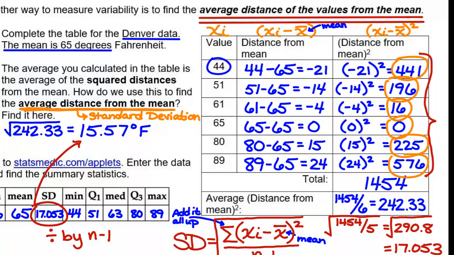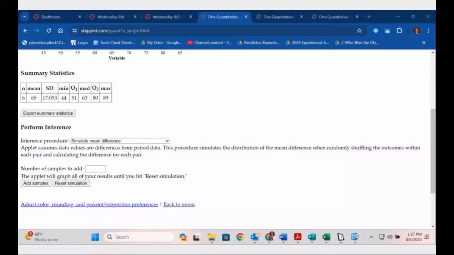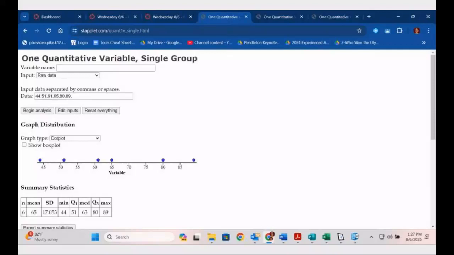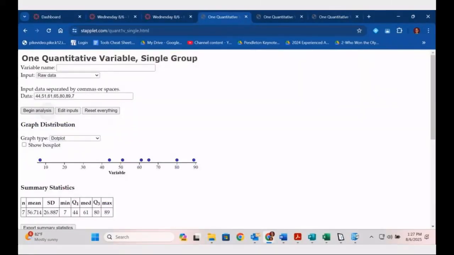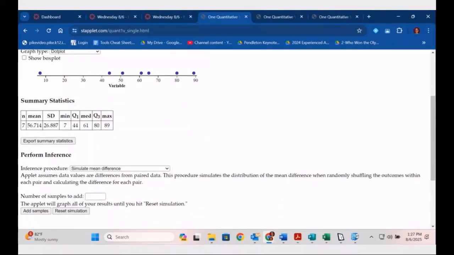All right. We're going to add one more day to the data set. A very cold day in Denver where the high temperature was only 7 degrees Fahrenheit. So we're going to add that value to the data set, and we're going to record a new set of summary statistics. This is going to go underneath number 5. We're going to edit our input. We're going to add one more day where the high temperature was only 7. We're going to begin our analysis.